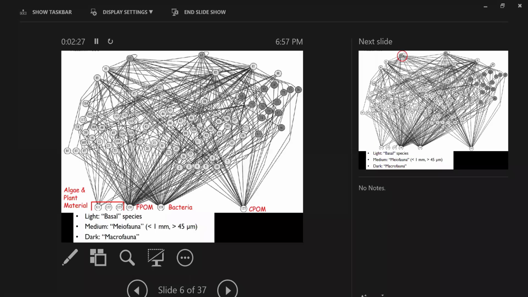And there are a couple of energy sources. So we had algae and plant material to the left, which would be our autochthonous production. Then FPOM to the right of that. Bacteria, that's the microbial loop right there. And then CPOM as well to the right is important.